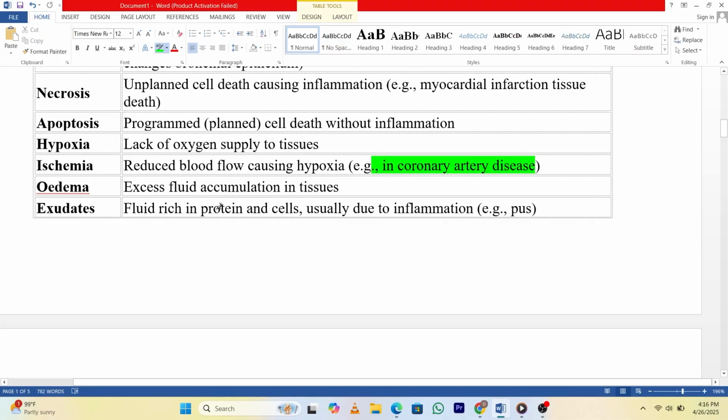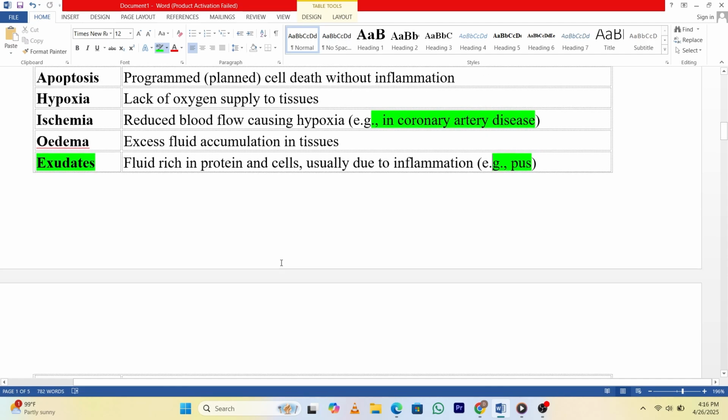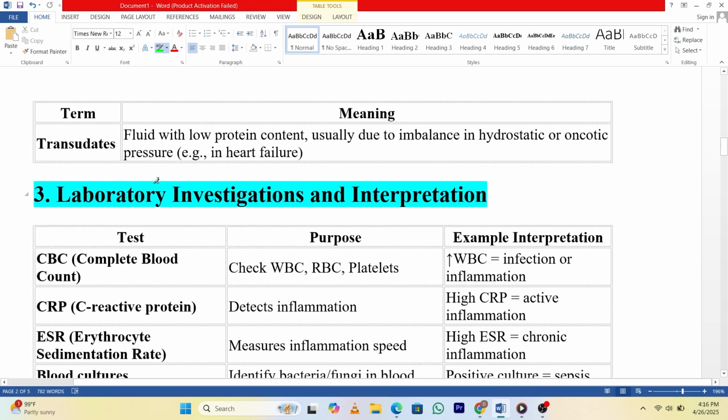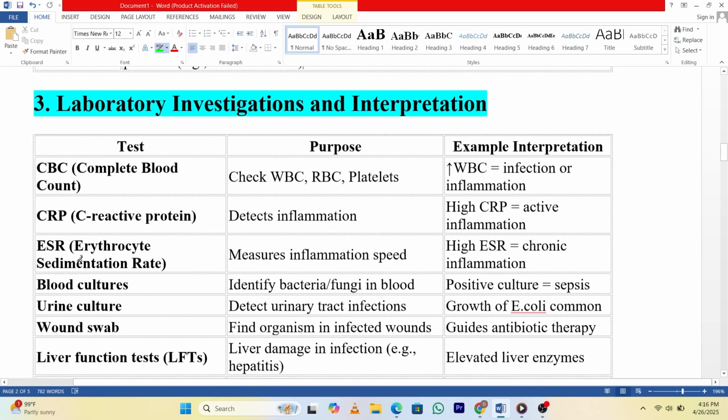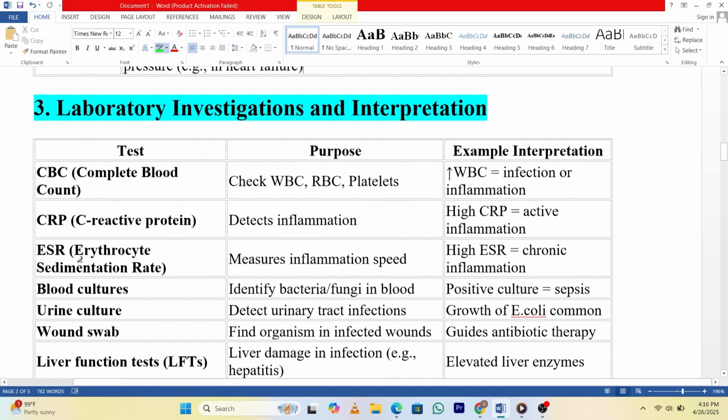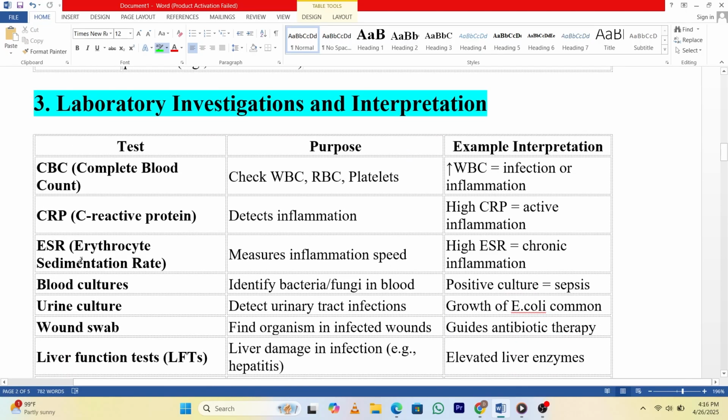Edema, excess fluid accumulation in tissues. Exudates, fluid rich in protein and cells, usually due to inflammation, e.g., pus. Transudates, fluid with low protein content, usually due to imbalance in hydrostatic or oncotic pressure, e.g., in heart failure. 3. Laboratory investigations and interpretation.